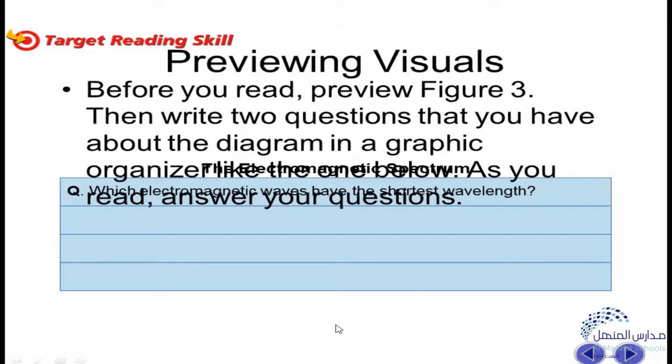Before you read, preview figure 3, then write the questions that you have about the diagram. Organize like that, you should organize everything. Which electromagnetic wave has the shortest wavelength and which one has the longest wavelength? And the same question about frequency: which one has the highest frequency and which one has the lowest frequency?